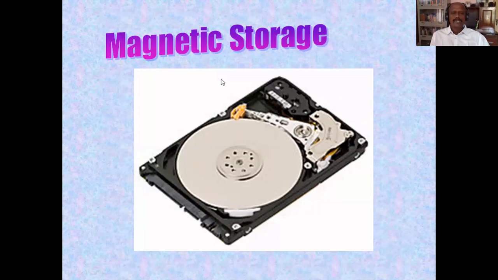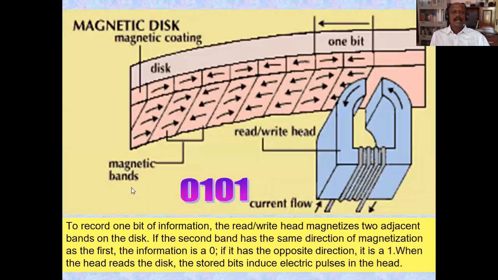Now we see how digitization helps in magnetic storage. As you see, this is a picture of a hard disk. Suppose you take a small piece of a hard disk, which is made up of magnetic material. Let us say there is a small magnetic coating. As physics students, you understand that when current passes through a coil, it creates a magnetic field. For successive bands like this, the current passes in the same direction, so these two bands are magnetized in the same direction.